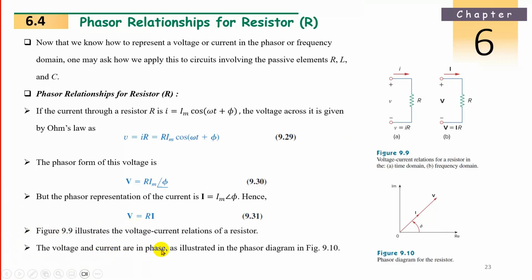The voltage and current are in phase as illustrated in the figure. Now this is about the resistance. Now go for the inductance and then go for the capacitance. Now next, go for the inductance.